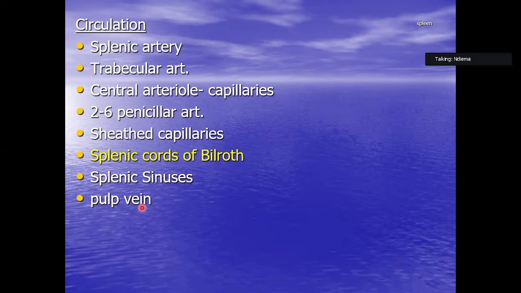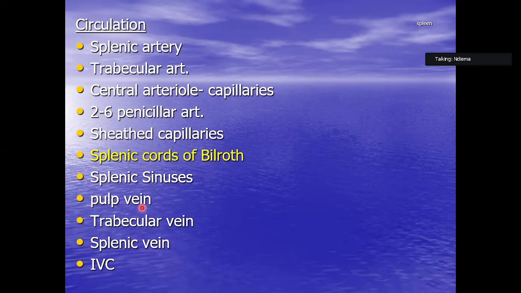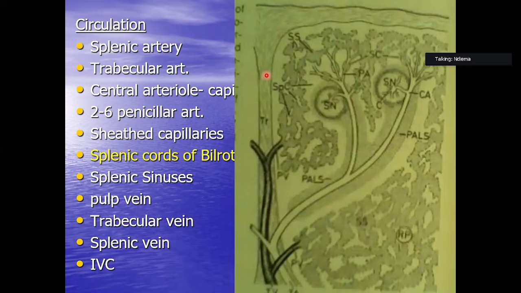Then we have the pulp vein, trabecular vein, then splenic vein, and then usually the inferior vena cava. So this is just to illustrate the blood flow: trabecular artery giving rise to central arteriole, and the central arteriole is surrounded by periarterial lymphoid sheath, which is a thymus dependent zone because it contains T lymphocytes.